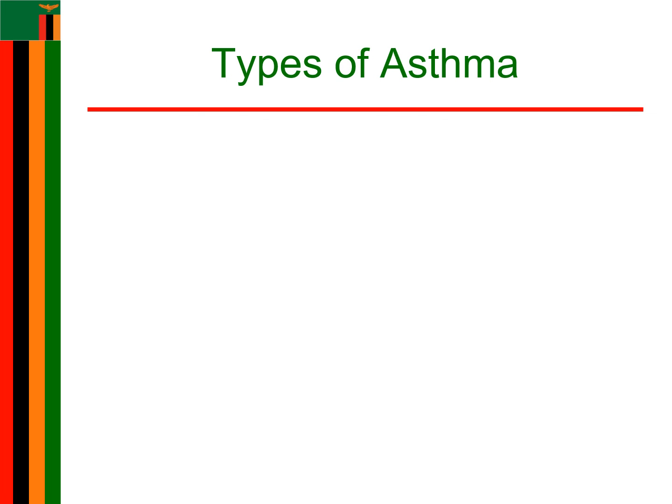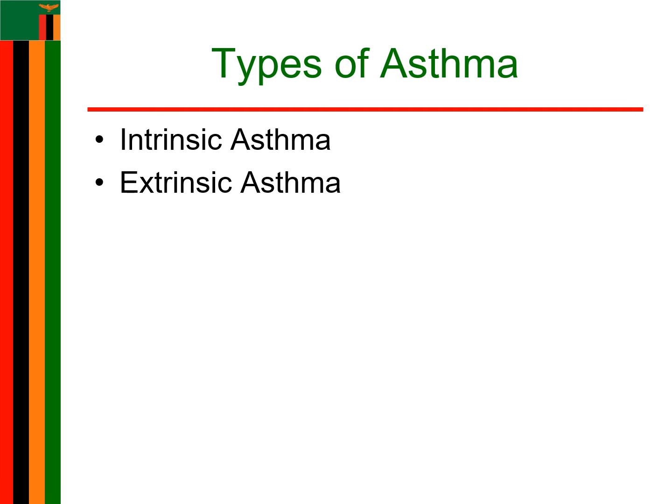Now let's take a look at the types of asthma. So we have two main types of asthma. We have the intrinsic asthma and the extrinsic asthma. Intrinsic asthma is a type of asthma which occurs due to unknown causes and usually begins in adulthood, and it usually runs in families.